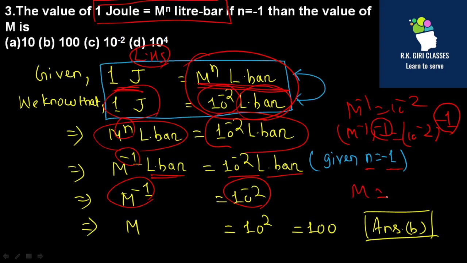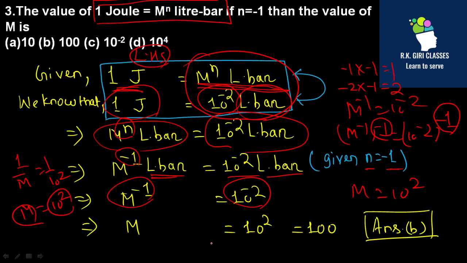That means m is equal to 10 to the power 2, because minus 1 into minus 1 is equal to 1. Here minus 2 into minus 1 is equal to 2 here. Or you can write like this, 1 by m is equal to 1 by 10 to the power 2, right? So m is equal to 10 to the power 2. You can do like this. So what is your answer? Your answer is m is equal to 10 to the power 2, that is your 100. Answer is your B.